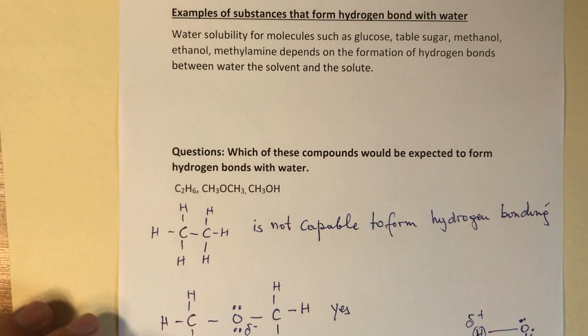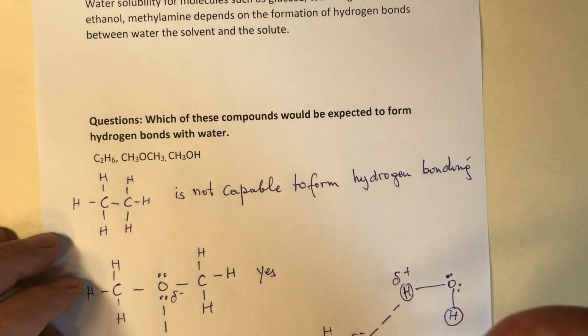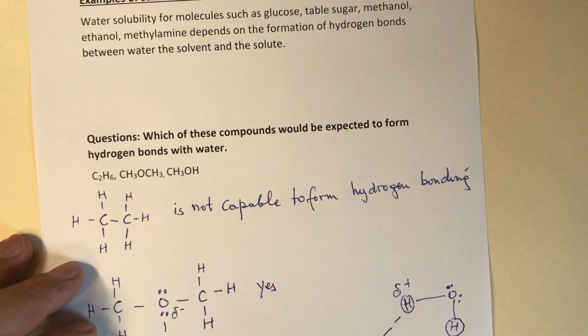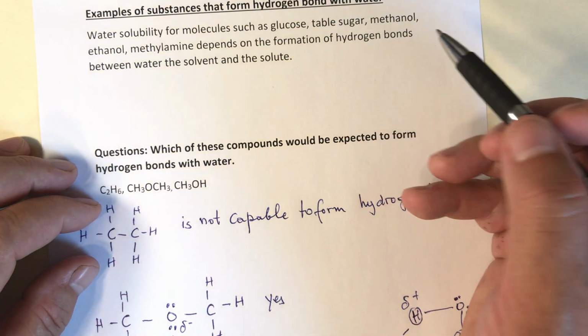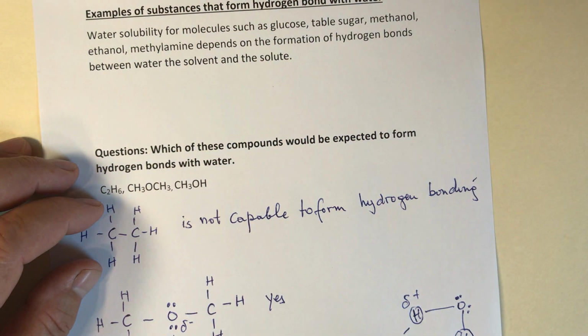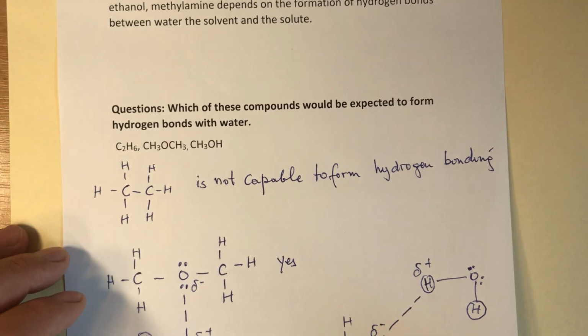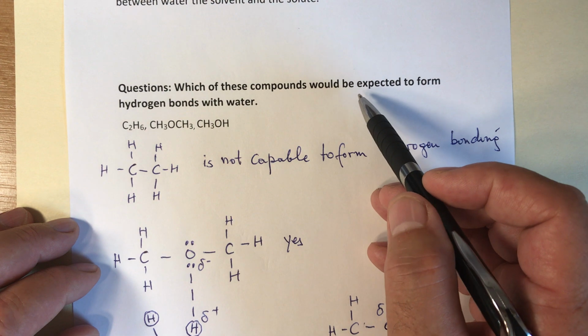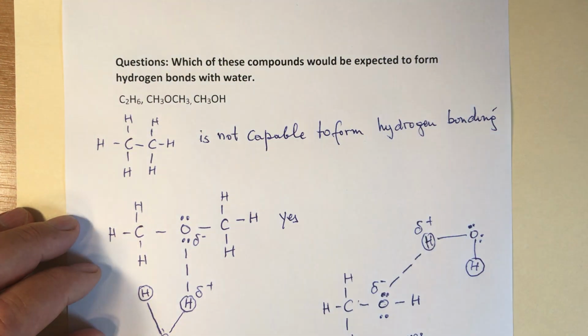Examples of substances that can form hydrogen bonds with water. Water solubility for molecules such as glucose, table sugar, methanol, and ethanol depends on the formation of hydrogen bonds between water as a solvent and these substances as solute. Which of these compounds would be expected to form hydrogen bonds with water? I have 3 examples here.